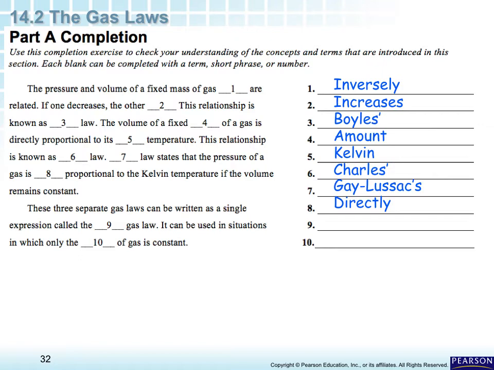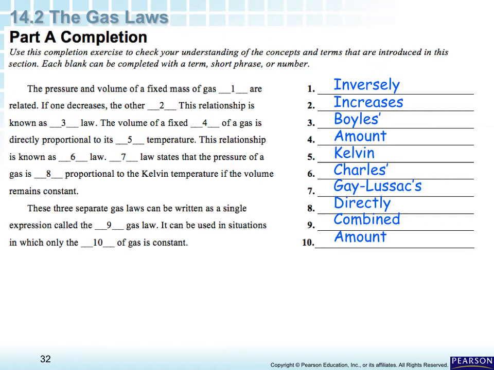These three separate laws can be written as a single expression, which we call the combined gas law, which can be used if only the amount is kept constant. So we didn't do any of the gas law calculations. There are several ways to do them. If you take physics, they'll go into the gas laws and you'll do the different pressures and volumes and temperatures and such, and you'll get to do all those calculations. Here, because I'm just introducing it to you, basically we're just learning the names. We're not going to go into it.